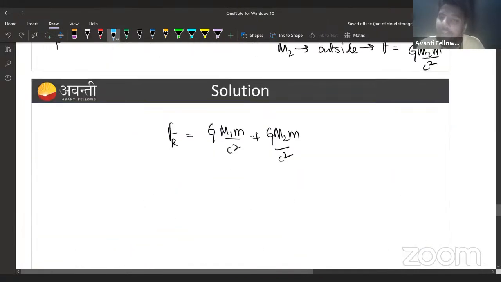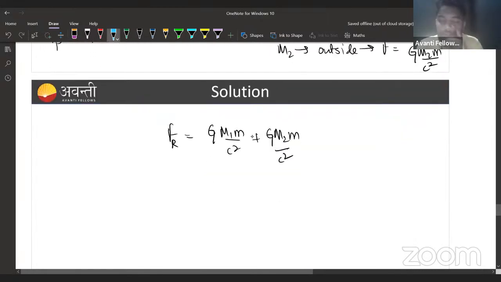Hence we can say we can't simply add them, we had to use the vector law of addition. But here we can simply add them. What will we get? Fr is equal to G m by c square, which gets common, times m1 plus m2.